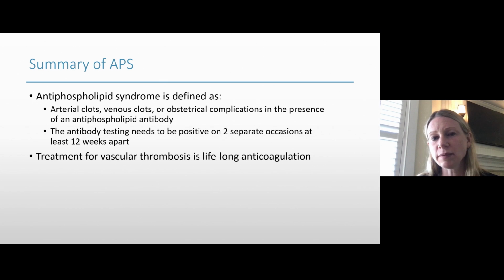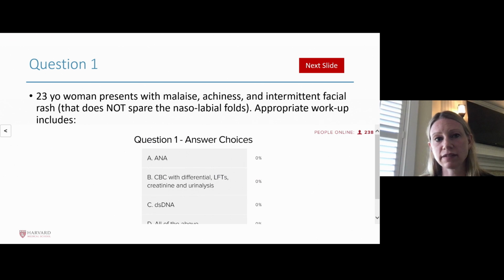So, summary of antiphospholipid syndrome. Antiphospholipid syndrome is defined as arterial clots, venous clots, or obstetrical complications in the presence of an antiphospholipid antibody. The antibody test needs to be positive on 2 separate occasions at least 12 weeks apart. And the treatment for vascular thrombosis is lifelong anticoagulation, and not with direct acting oral anticoagulants.